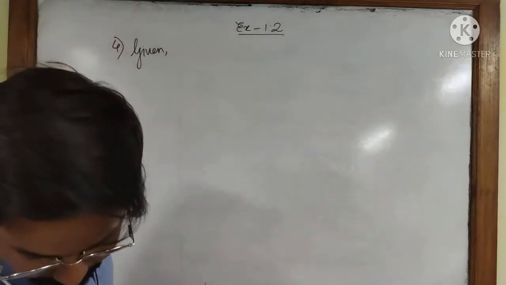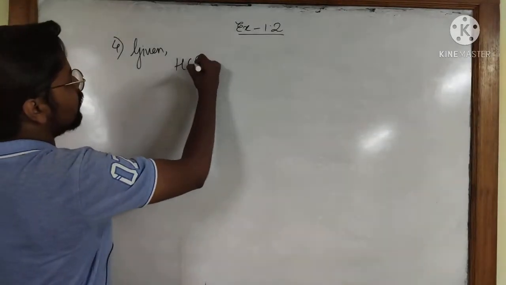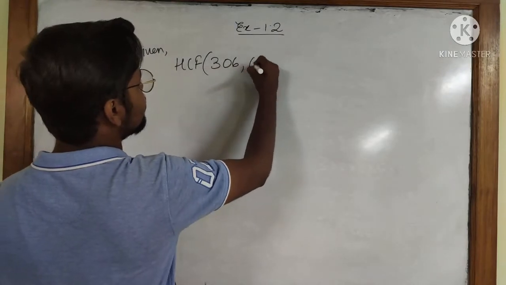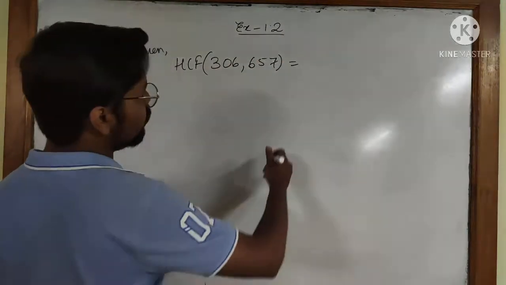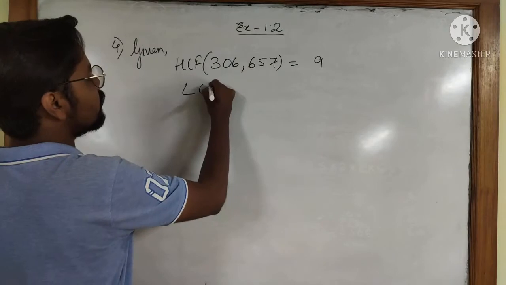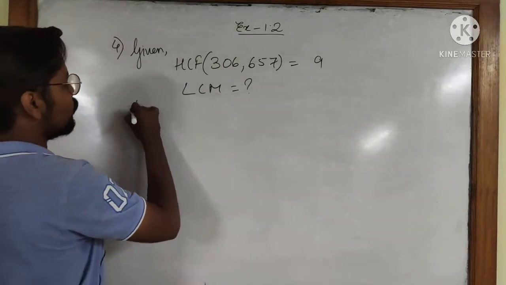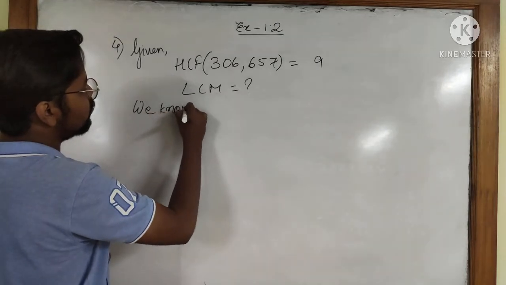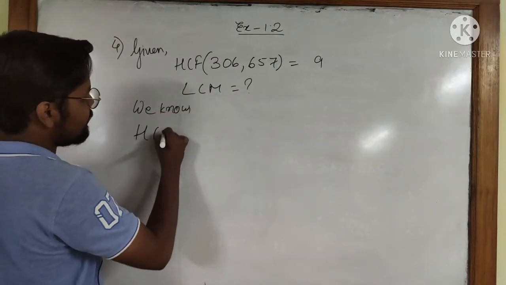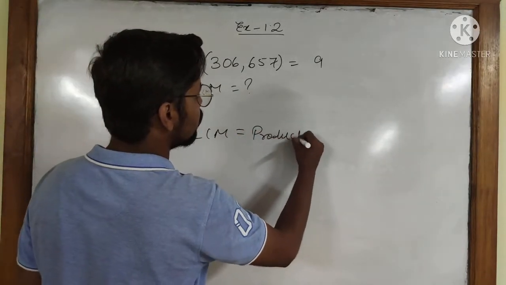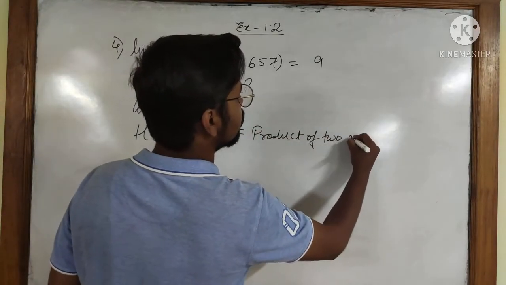What is given? It is given that the HCF of 306 and 657 is equal to 9, and we have to find the LCM. What is the value of the LCM? So what do we know? That HCF into LCM is equal to the product of the two numbers.